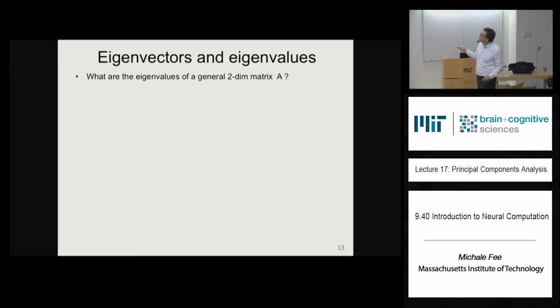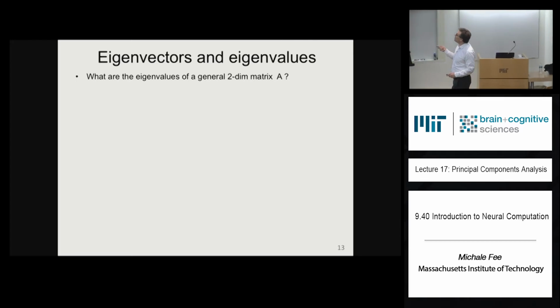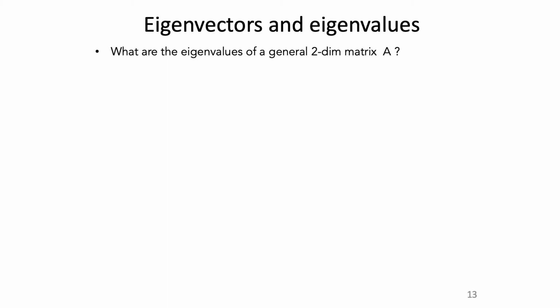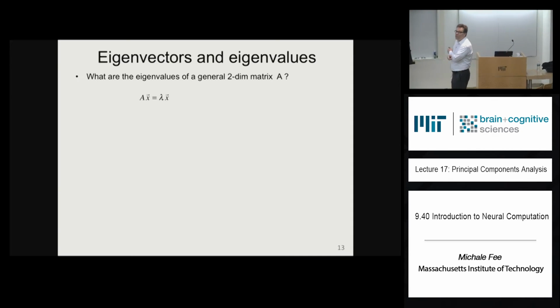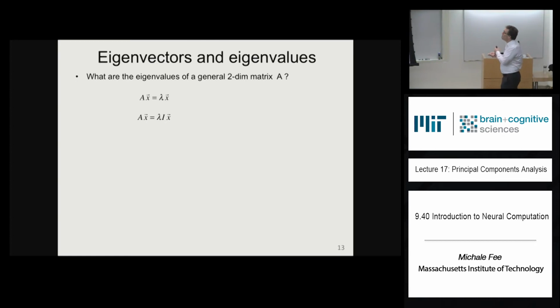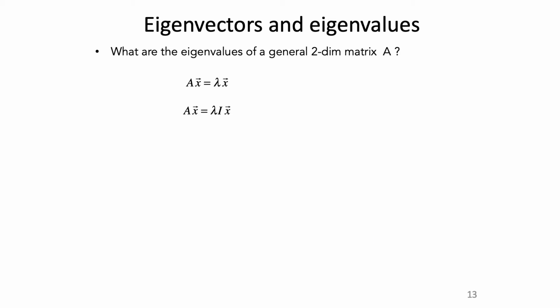Okay, so now let's calculate what the eigenvalues are for a general two-dimensional matrix A. So here's our matrix A. That's an eigenvector. Any vector x that satisfies that equation is called an eigenvector, and that's the eigenvalue associated with that eigenvector. We can rewrite this equation as A times x equals lambda I times x, right?